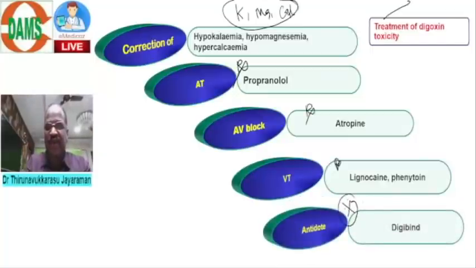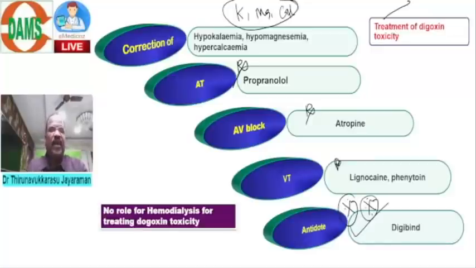So in acute digoxin poisoning, we have an antidote called Digibind. That's the best option. And remember, for digoxin poisoning, there is no role for dialysis because digoxin has a large volume of distribution. If a drug has a large volume of distribution, there is no role for dialysis. Anyway, for your question, the answer is Digibind, antidote for digoxin poisoning.